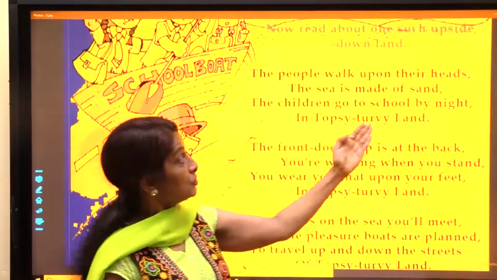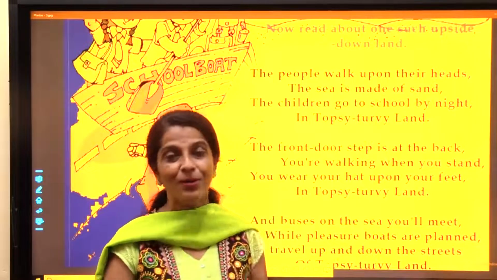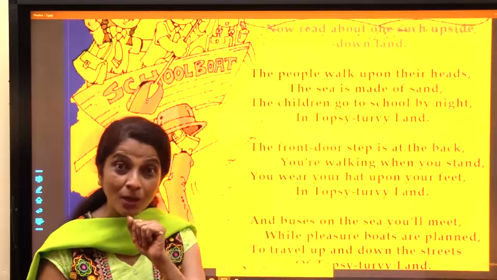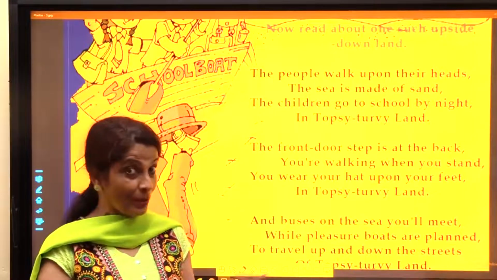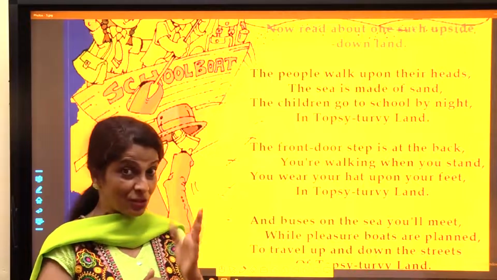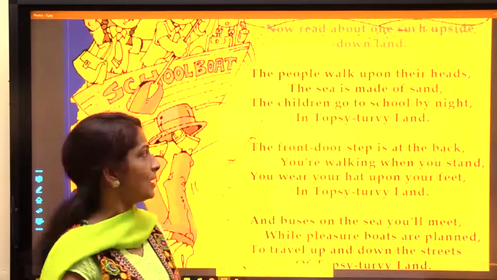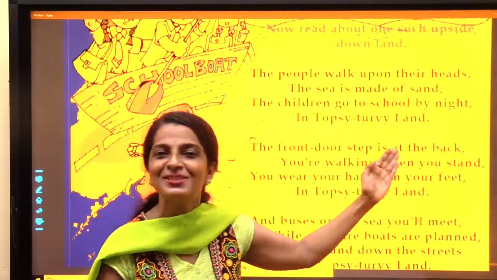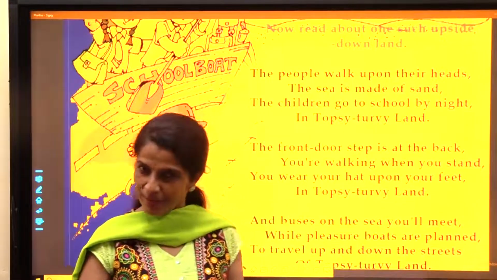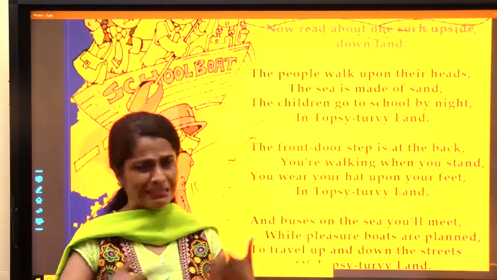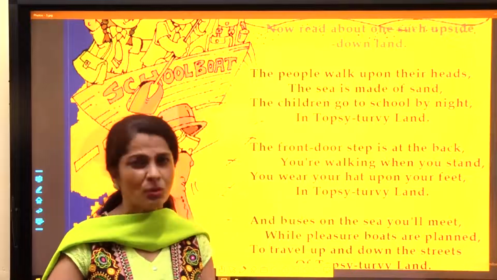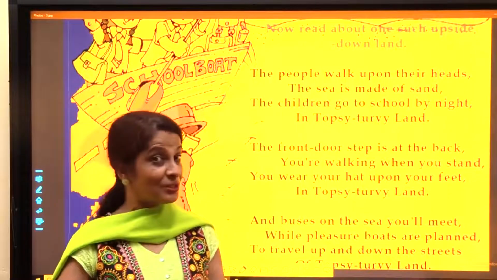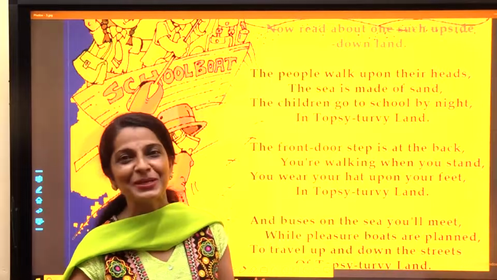The children go to school by night. Wow. The children go to school by night. They don't go in the morning time, जैसे आप सवेरे जाते हो. The children go during the night time. The children go to school by night in topsy-turvy land. कहाँ पर? Topsy-turvy land. क्योंकि because it is a topsy-turvy land, क्योंकि वो तो उल्टी फुल्टी जगह है, तो सारी चीजें उल्टी हो रही हैं, right?